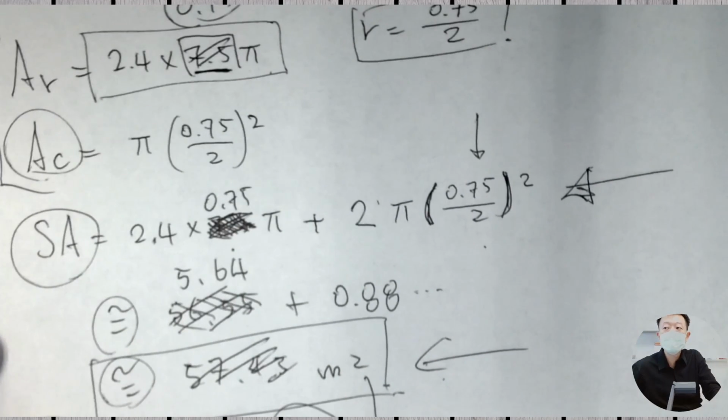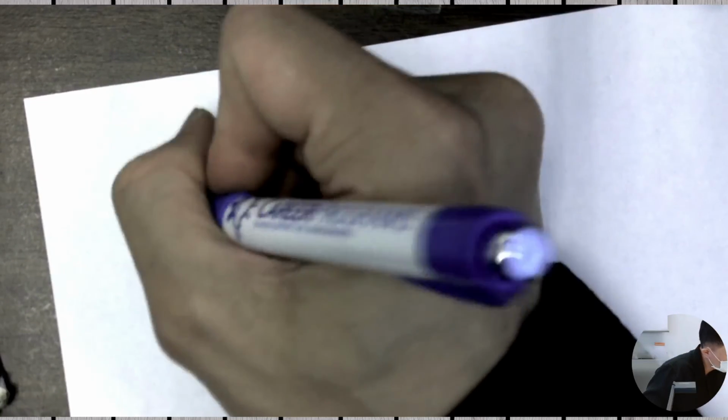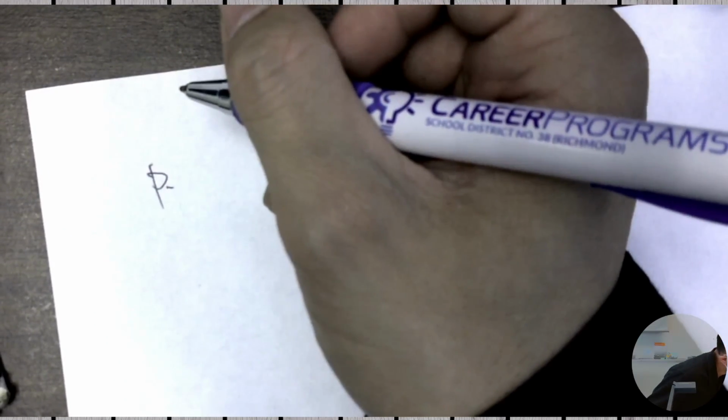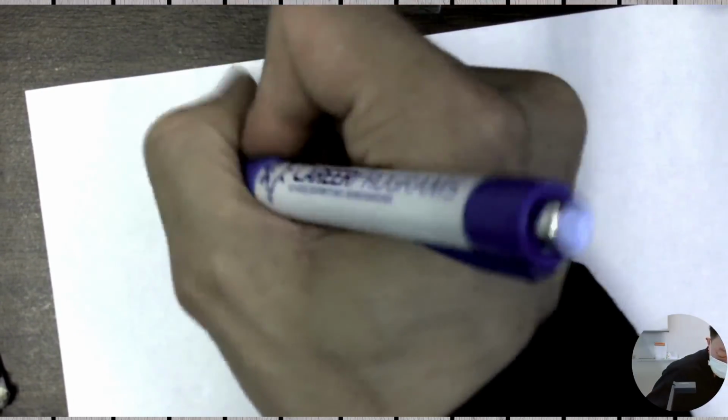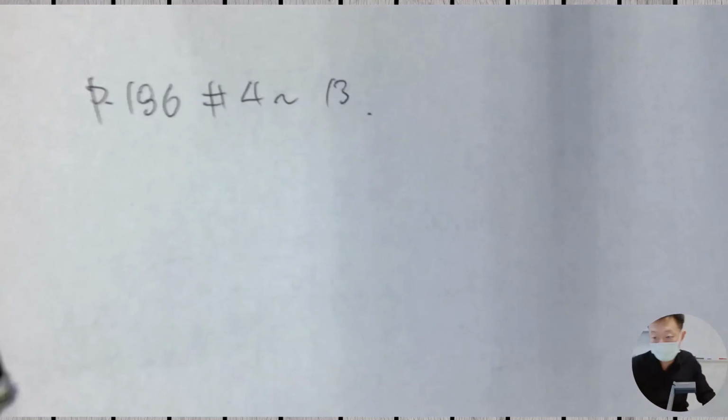All right, guys. Your exercises are on page 186, question 4 to 13. All right.